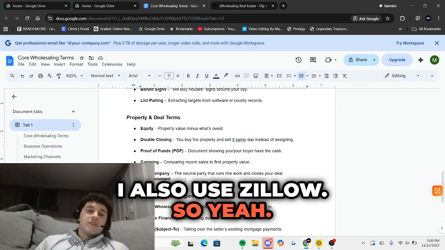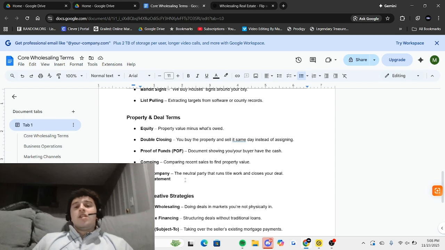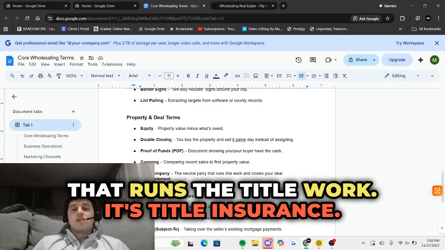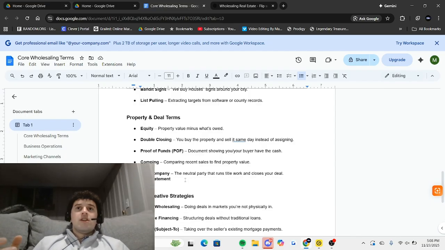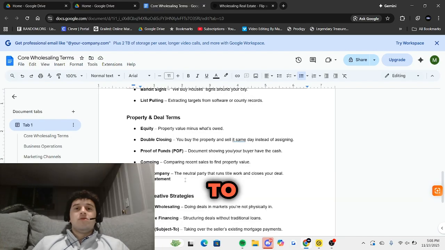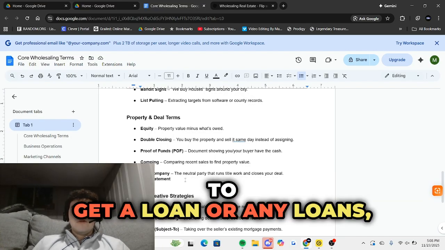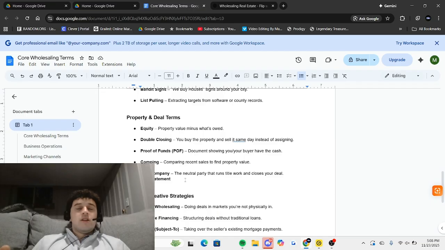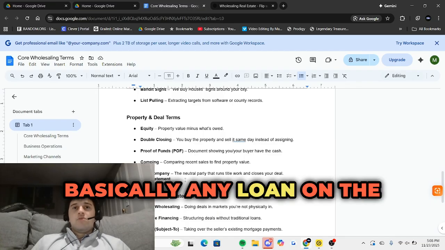Title company, it's the party that runs the title work. It's title insurance. You need title insurance so you can issue a warranty deed. If you don't have a warranty deed, then you're not able to get a loan, conventional or basically any loan, on the property.